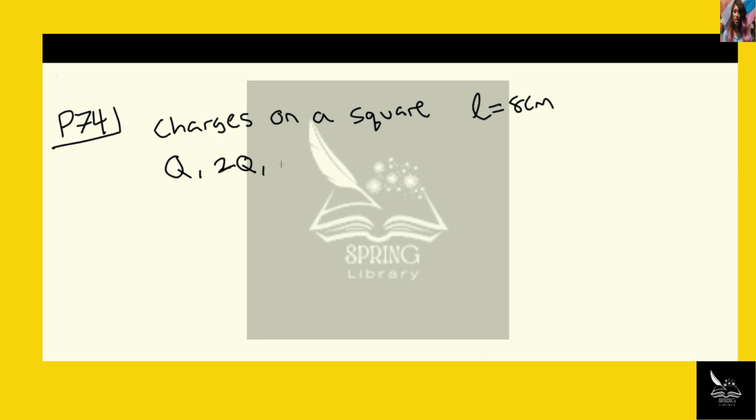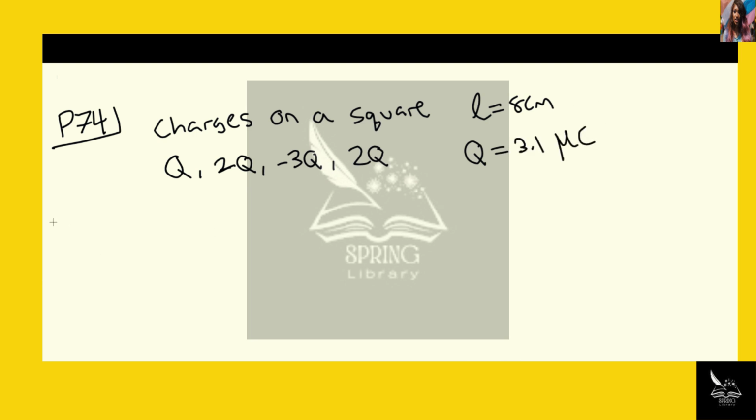Okay, in this problem we have charges organized in a square. So we can say charges on a square. The length of the square is about 8 centimeters. And we have a charge of Q on one corner, a charge of 2Q on another corner, 3Q, and 2Q. And I believe this is in a particular order. We also know the charge Q is equal to 3.1 microcoulomb.